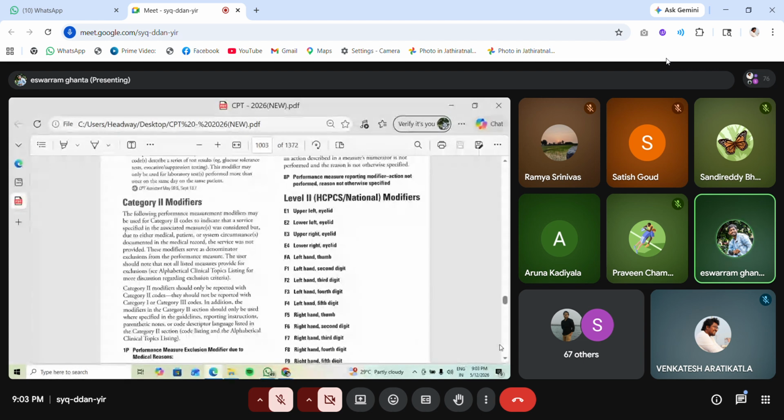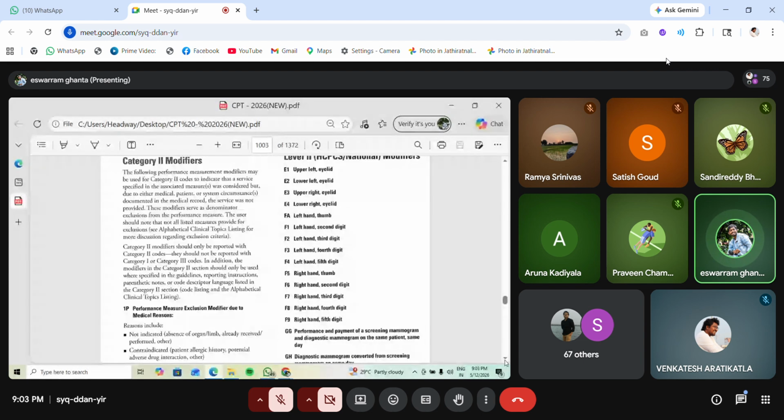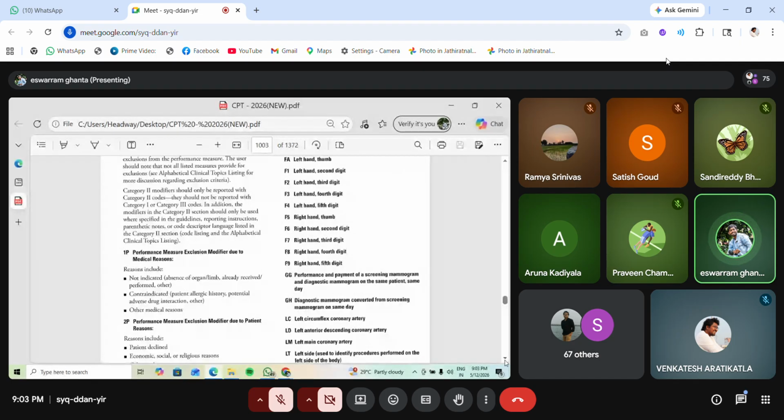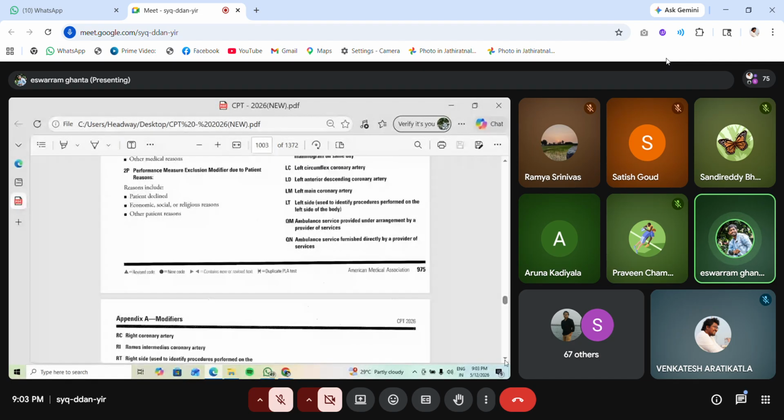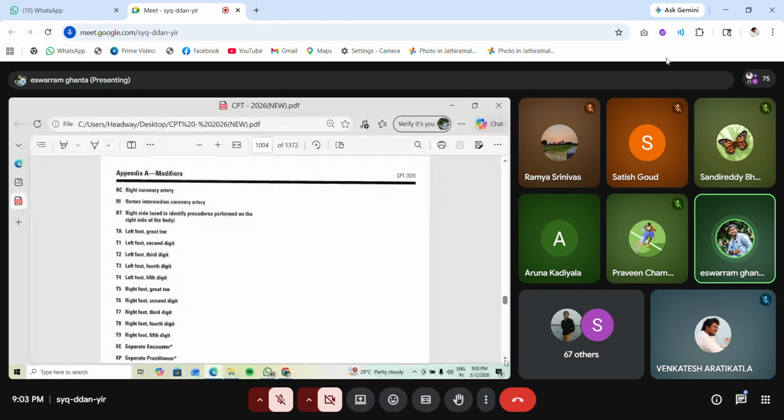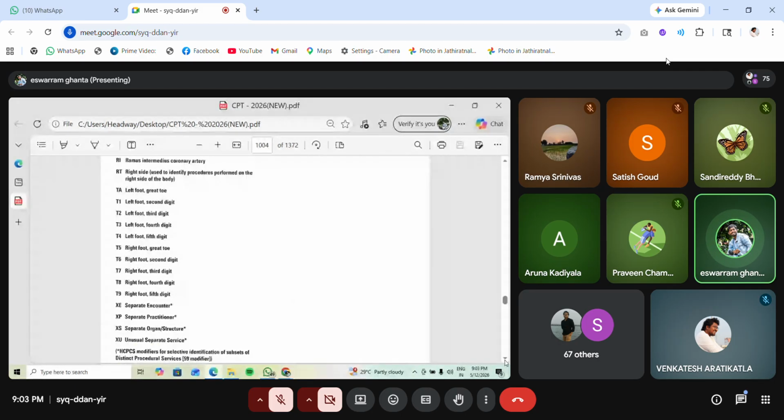Like for the digits, hands, or toes, if any surgeries or procedures were done, to mention the digits clearly, to mention the anatomical site clearly, we can use this type of modifiers.